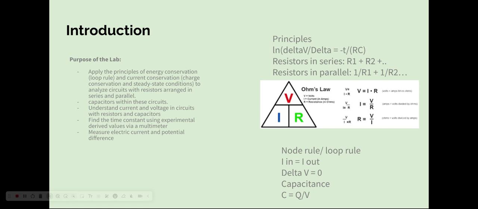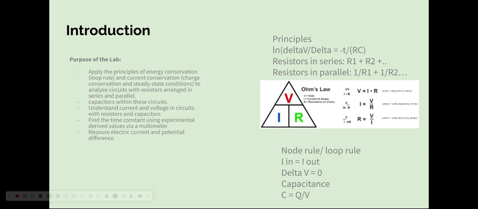So the principles that we have are that the natural log of delta V over delta V0 equals negative t over RC. That's to find the RC time constant. Resistors in series: R1 plus R2. Resistance in parallel: 1 over R1 plus 1 over R2 is 1 over the total resistance of a parallel circuit. Ohm's law, V equals IR, is important to find the resistance and the current value.